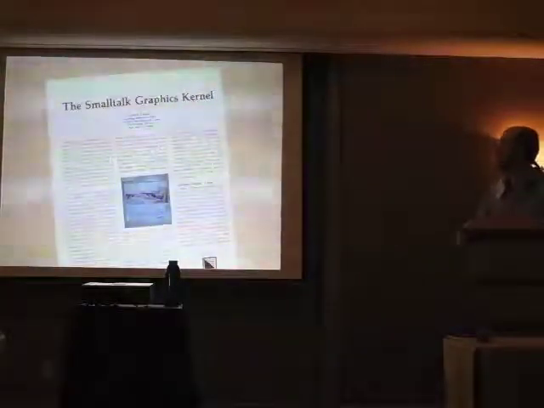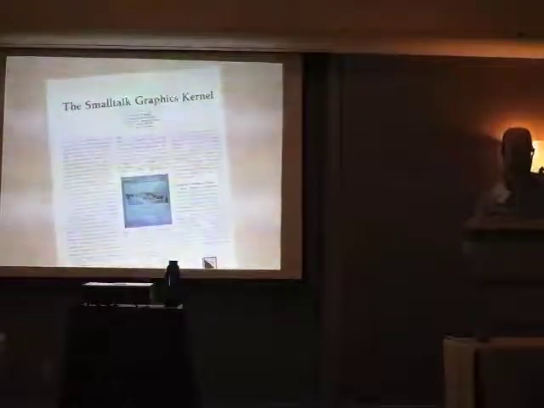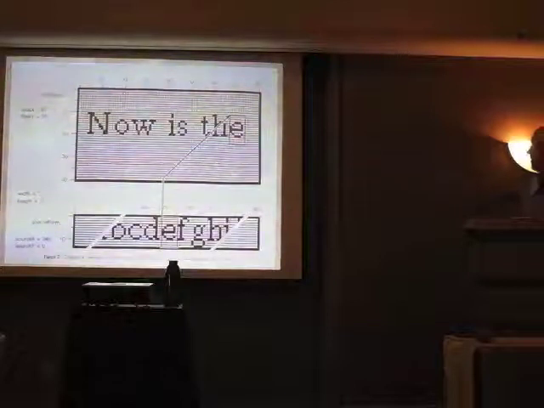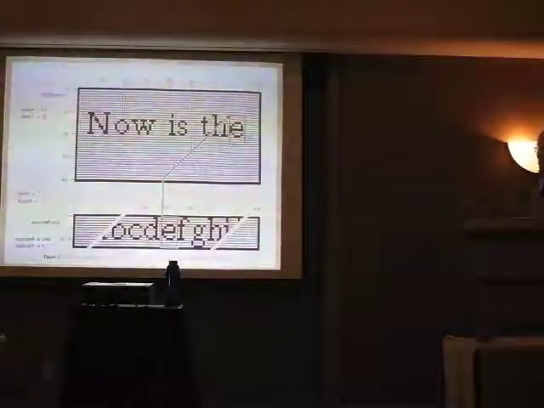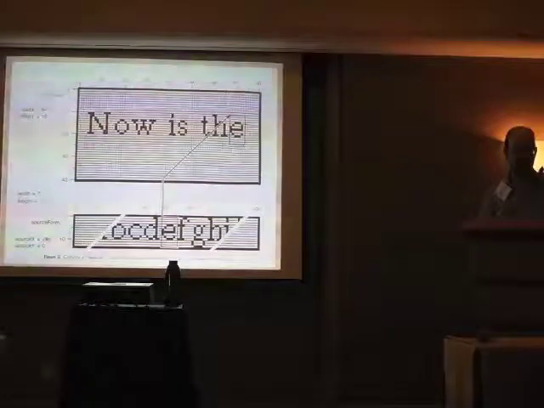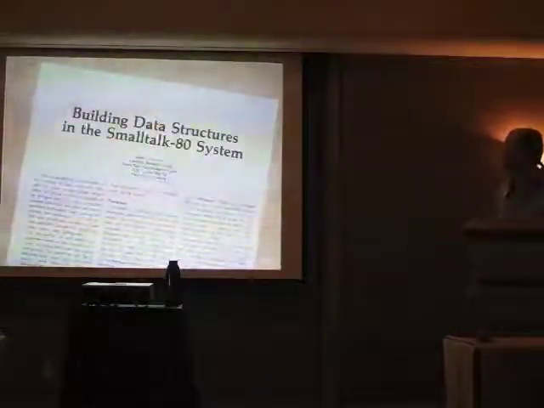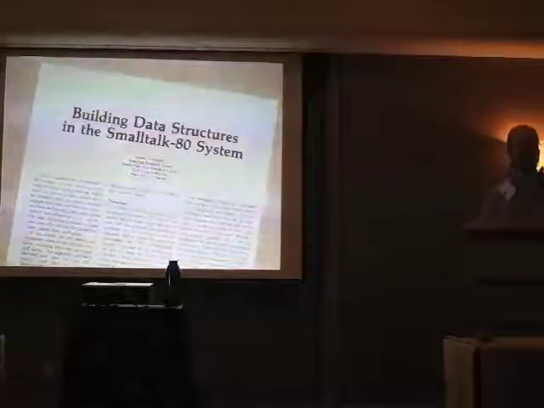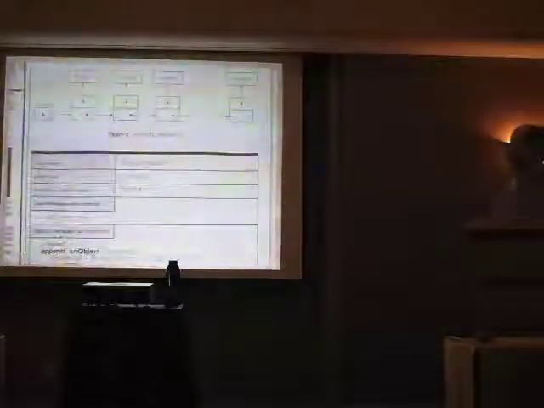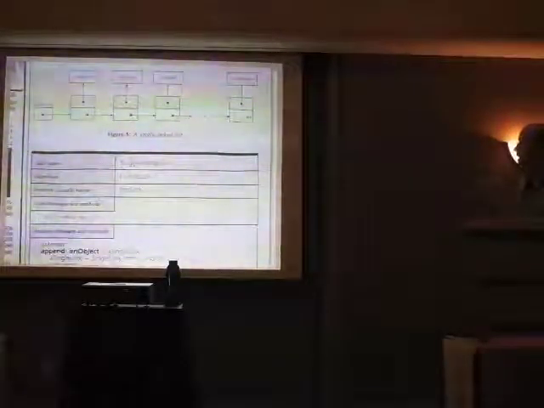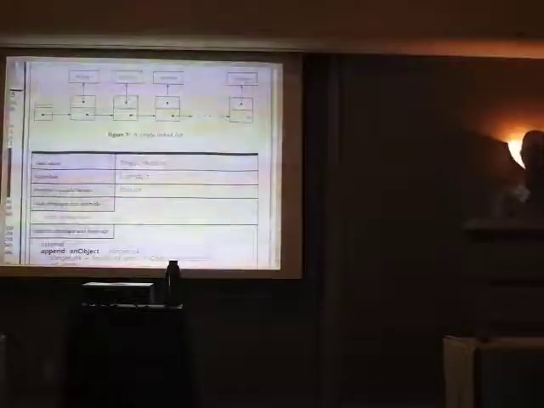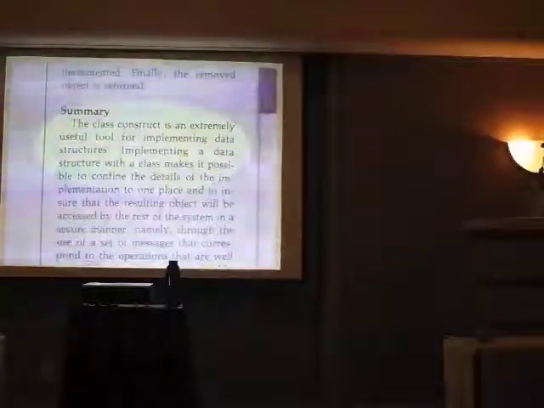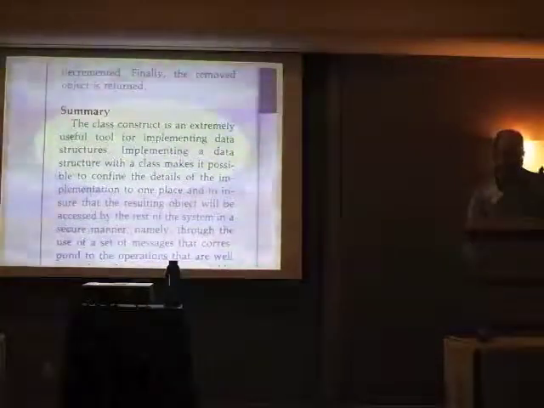Dan Ingalls wrote a Smalltalk graphics kernel article, which shows some nice examples of how BitBlt composes characters on the screen by copying from one bitmap to another. James Althoff Jr. talks about data structures, how you take familiar data structures and what that's going to look like in an object world. Like for instance, here's how to build a singly linked list, what that looks like in objects, and what the methods look like. The conclusion is the class construct is an extremely useful tool for implementing data structures. I certainly have found that true in all the time I've been using Smalltalk.